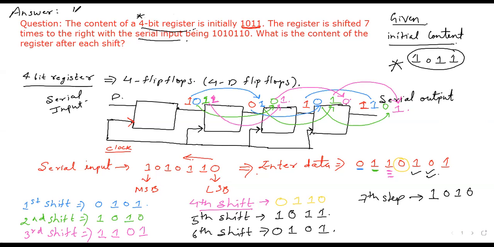my initial content was 1011. From that, I got values as 0101, 1010, 1101, 0110, 1011, 0101, and finally 1010.